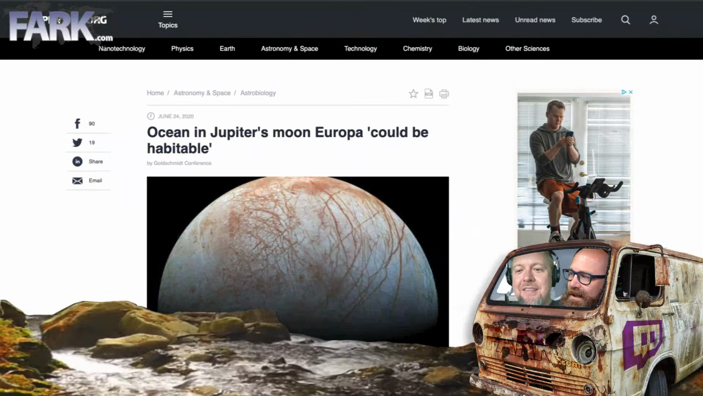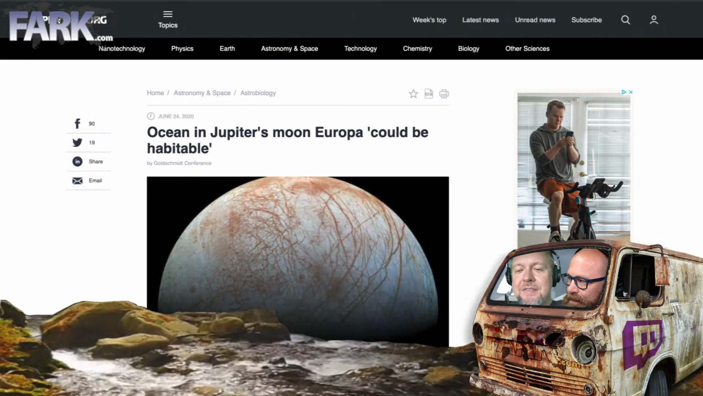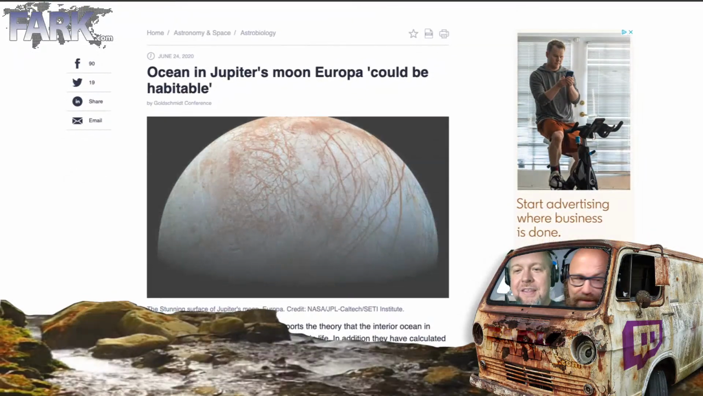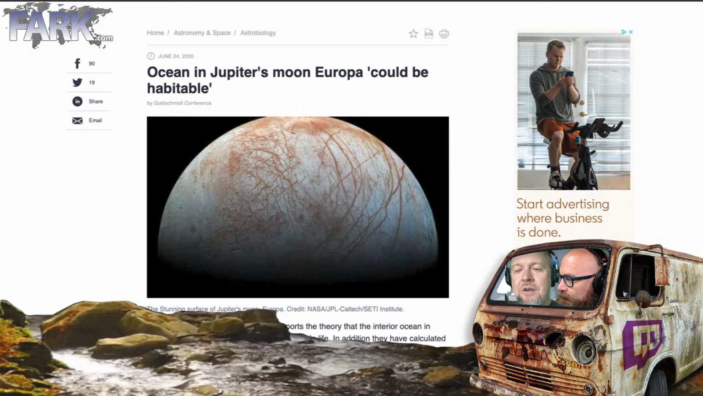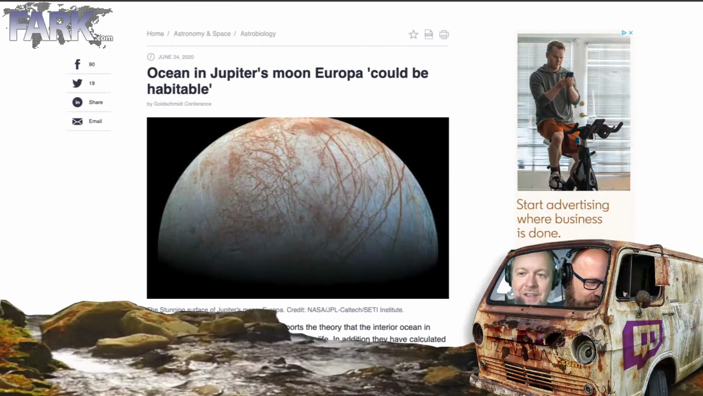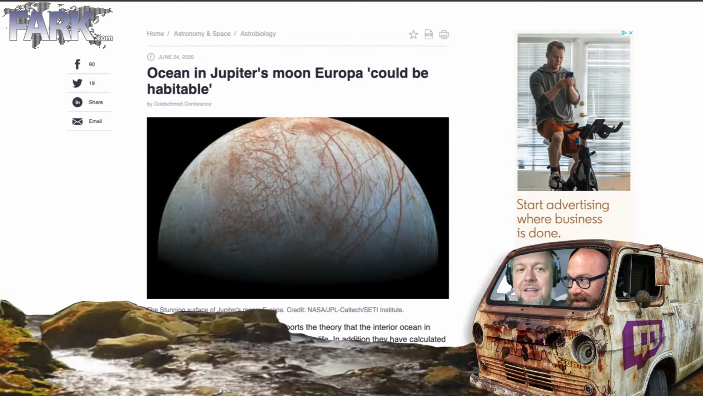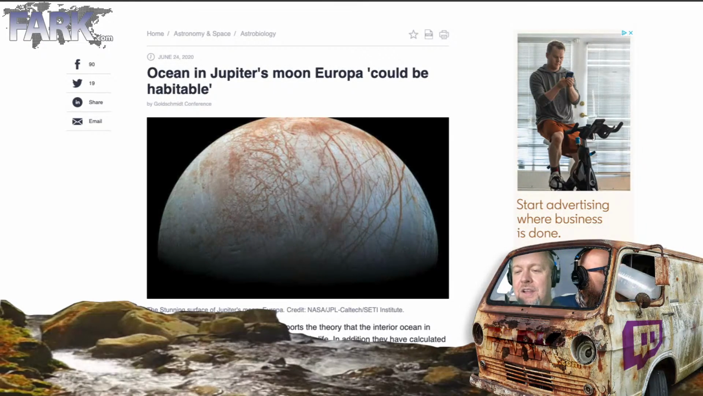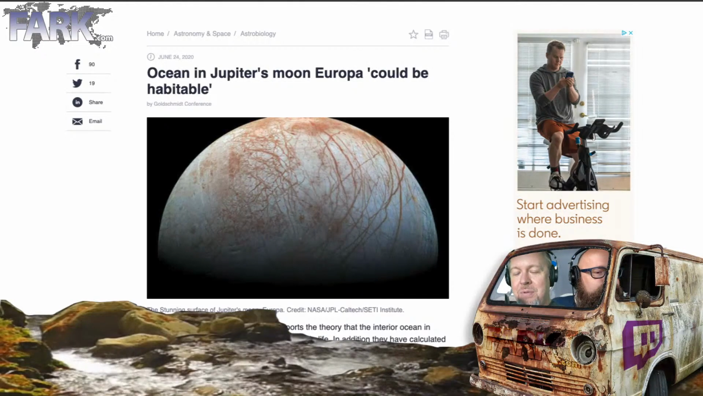That's a good one. Ocean in Jupiter's moon Europa could be habitable. Yeah, it could be. So Europa is an ice planet, but it's got this tectonic activity on the outside of it because Jupiter's got a lot of gravity. Awesome planet name. In the middle of that thing is really warm, actually, and so they're thinking if there's life in the solar system, it's probably there.